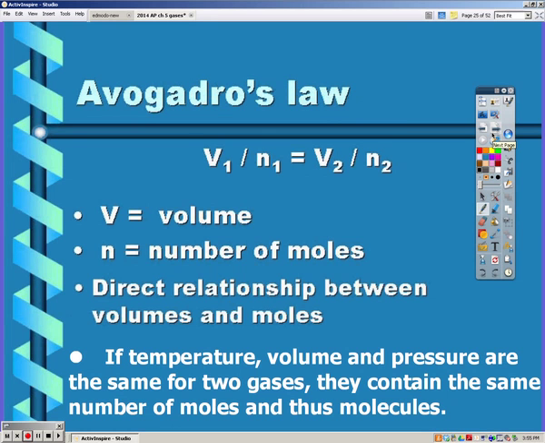Avogadro's law is volume and moles. It says the greater the moles you have, the greater the volume you have. So it's a direct relationship. At the bottom, that's important to know.